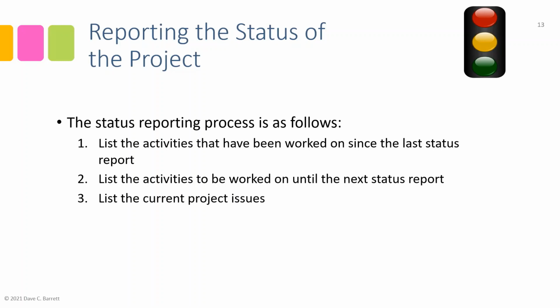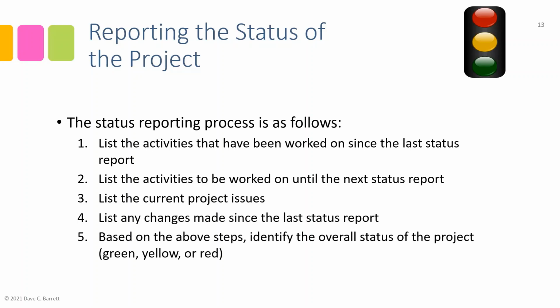We should list the current project issues, things that are going wrong on the project. There are normally multiple things that are issues and things that could be done better, problems that we've run into. We'll list those current issues. List any changes that have been made since the last status report. So any significant changes to the project plans should be listed here to say this change was made.